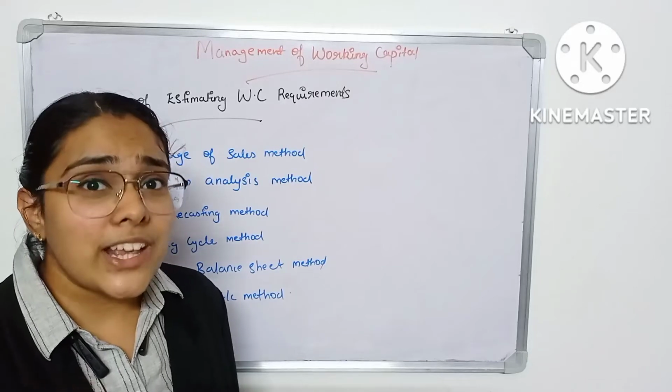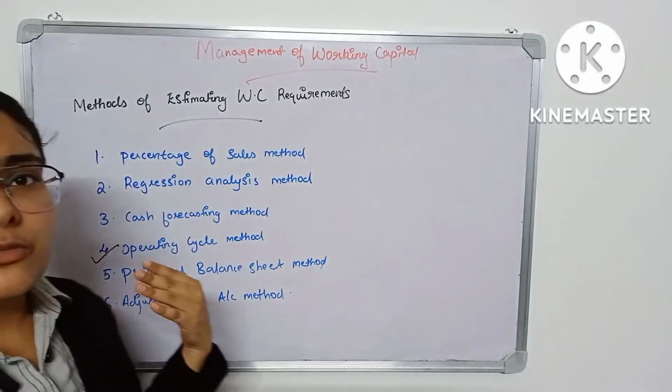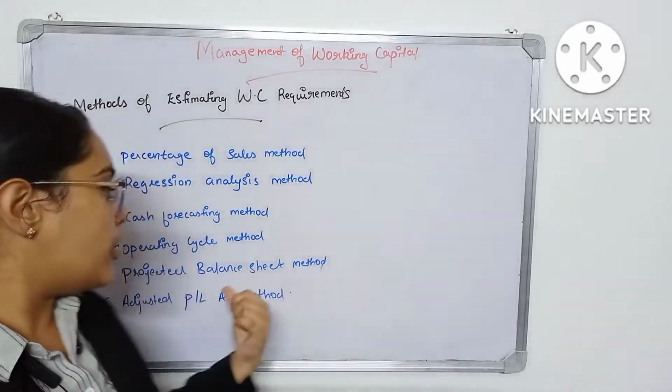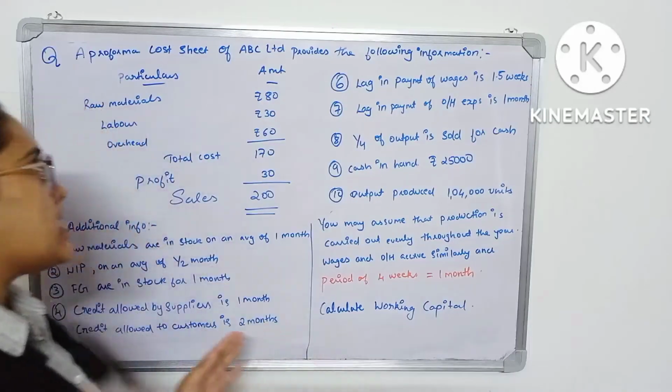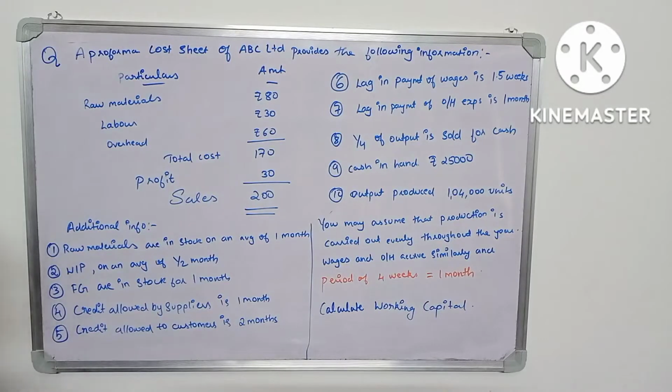So let us not waste any more time and get doing a problem on operating cycle method. So this is the problem. Let us read it out. A pro forma cost sheet of ABC Limited provides the following information. Particulars: amount, raw materials rupees 80, labor 30, overhead 60, total cost 170, profit 30, sales 200.